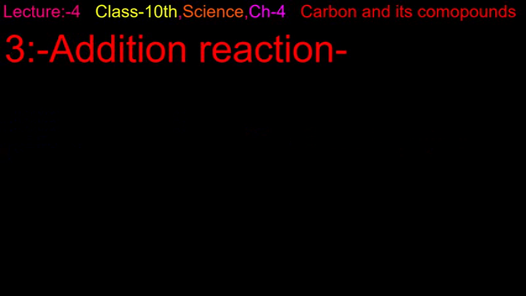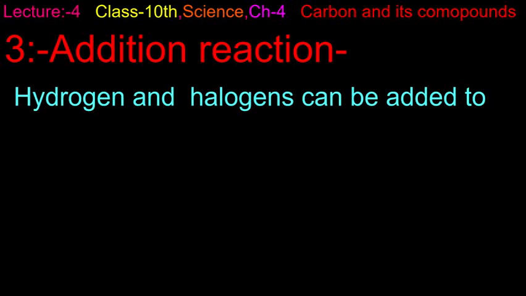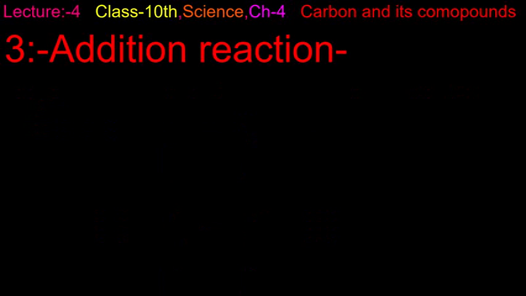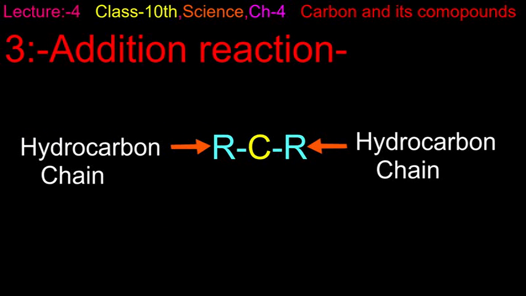Next reaction we study, that is the addition reaction. Hydrogen and halogens can be added to unsaturated hydrocarbons, because in unsaturated hydrocarbons all carbon-carbon bonds are not single. Hydrogen is added in presence of catalyst like nickel to the carbons which are doubly or triply bonded. You just have a look at. Here R represents a hydrocarbon chain. So R, C, R, here C bonded on both sides.